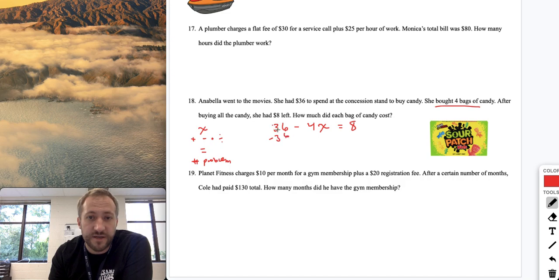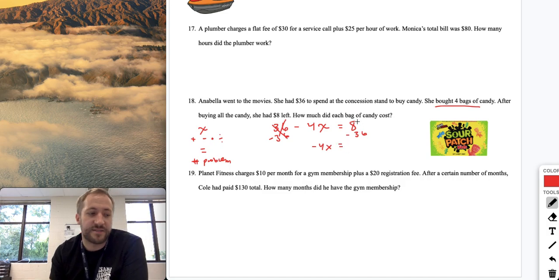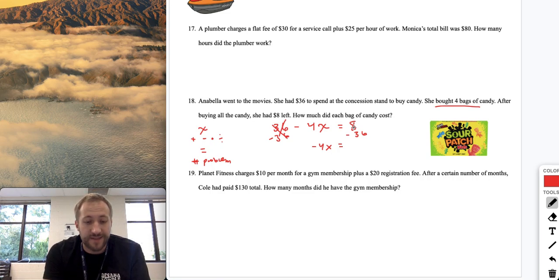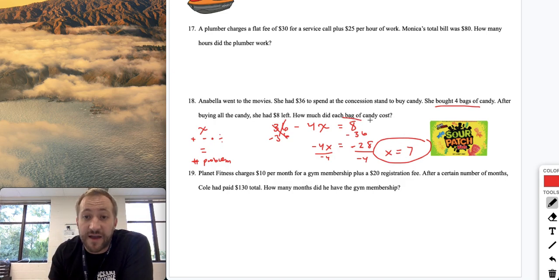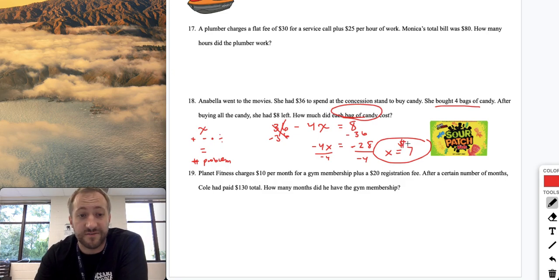So let's go through and solve this one. I'll get rid of the 36, the constant, by subtracting 36 on both sides. Negative 4x is equal to 8 minus 36. If you don't know that off the top of your head, use your calculator. 8 minus 36 equals negative 28. Now, let me go and find x. I'll divide both by negative 4. Negative 4x is equal to... x is equal to 7. Negative 28 divided by negative 4 is 7. So how much did each bag of candy cost? $7. That's about right. Movie theaters are expensive.